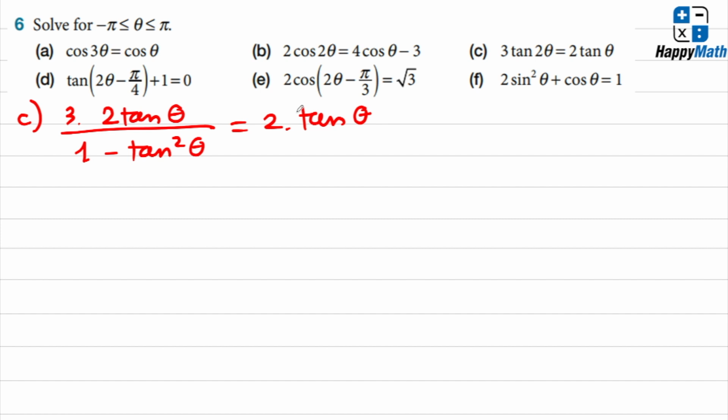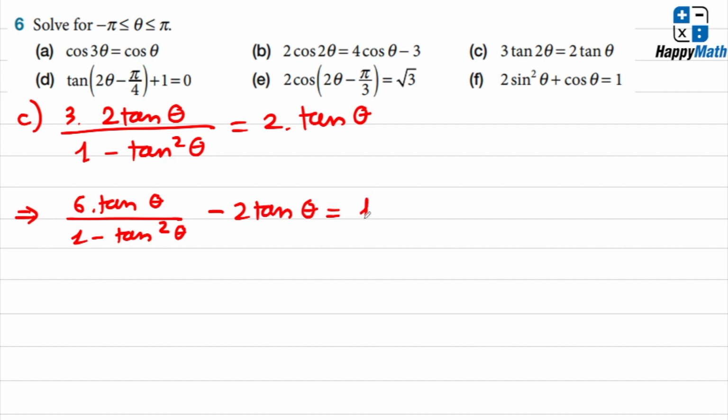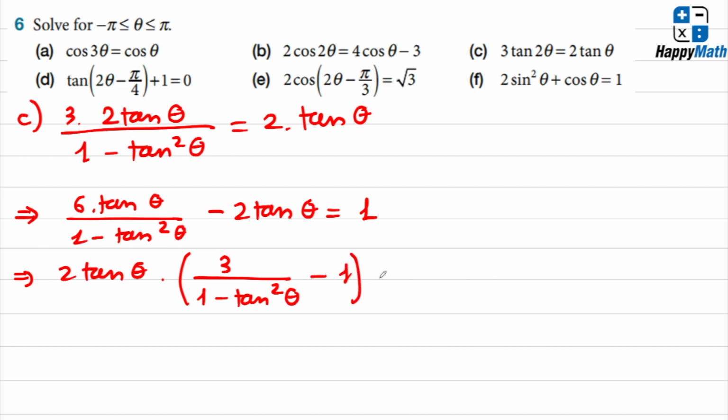Okay, and now how can I move to the next step? I will keep the left hand side unchanged, but I move the expression from right to left. Minus 2 tan theta equal to 0 here. Take 2 tan theta outside. You will get the inside bracket. You will have 3 over 1 minus tan square theta minus 1 equal to 0. Sorry, this is 0.